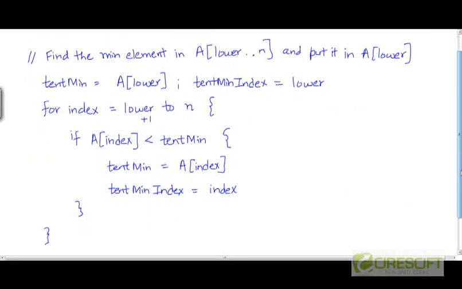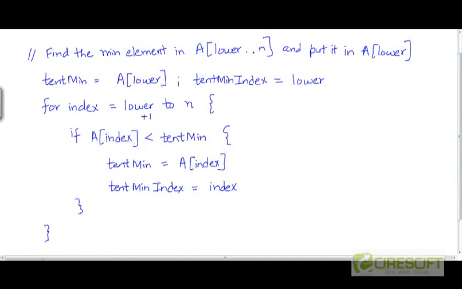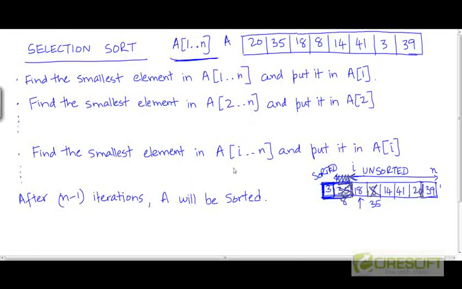So how do we find the minimum element in the unsorted portion? Let's assume that we are executing the ith step. We are somewhere in the middle of executing the selection sort algorithm, in the ith iteration. More specifically, I'm just going to use the variable lower instead of i, to indicate that this is the lower index of the unsorted portion.